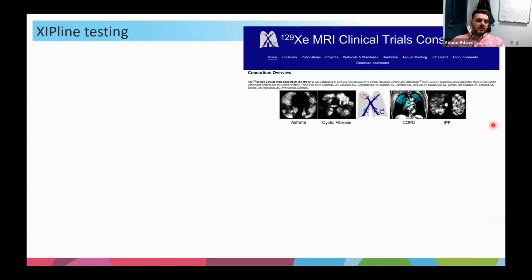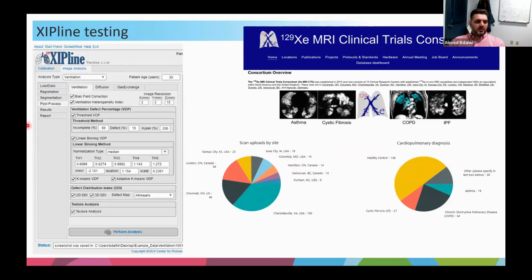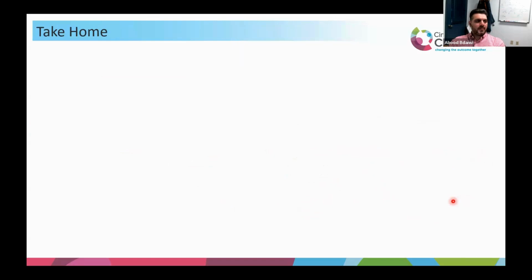Finally, I just want to mention this. The next test for the XIPline is that we are working on using the consortium database to define the upper limit of normal from multiple sites. So far, we have more than 10 sites contributed to the database, and we have around 300 data sets now. And then we will be using the package to compare all these different methods to calculate the VDP. So it'll be a nice test for this package.